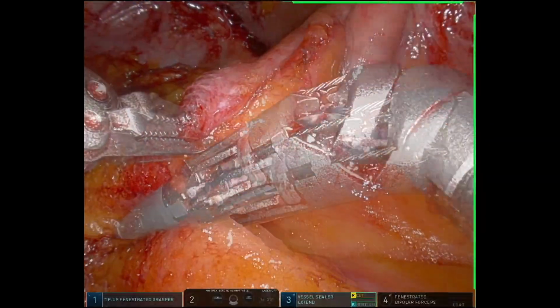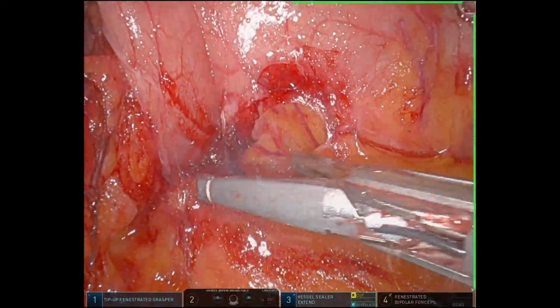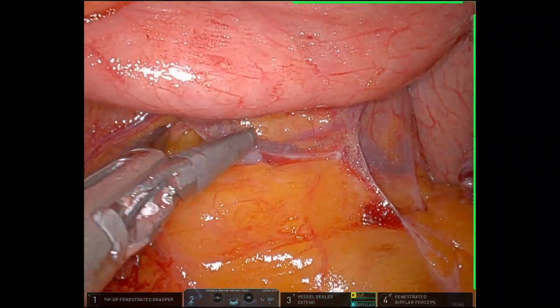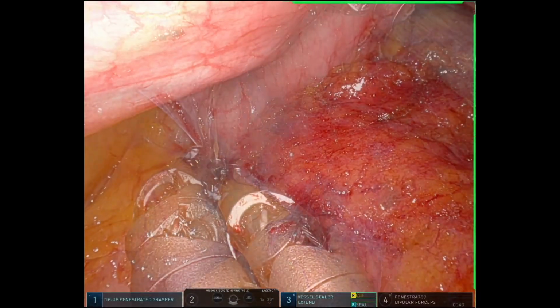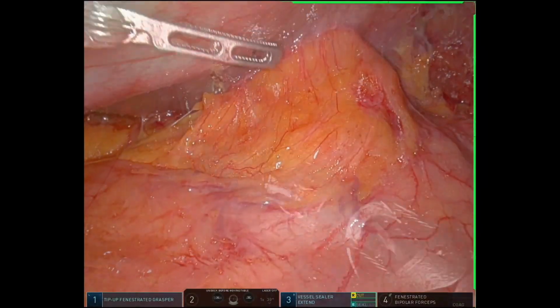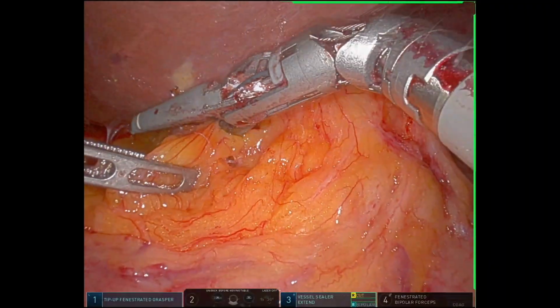There were dense adhesions in the prepyloric region and along the posterior stomach, which were carefully lysed to mobilize the stomach completely. The gastrohepatic ligament was incised, clearing the lesser curvature.